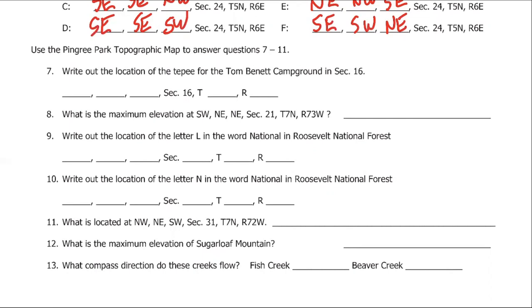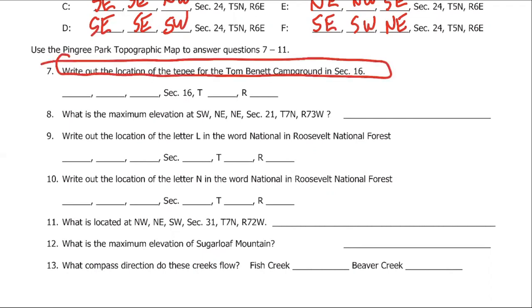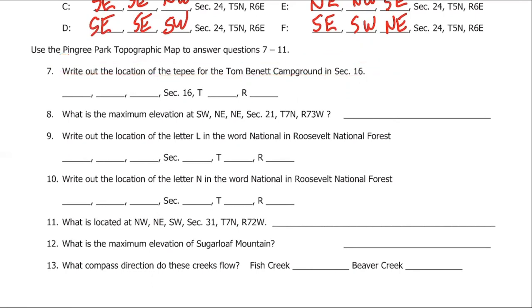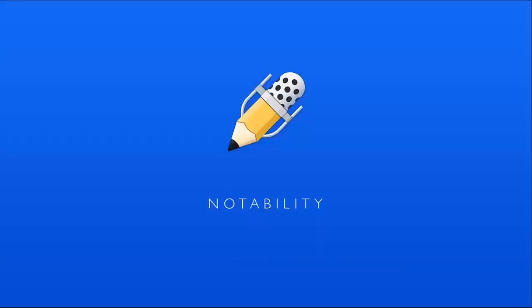But the first question it's going to ask is to write out the full location for this TP, which is a campground symbol for the Tom Bennett campground. So I'm about to help you out with that. And I'll show you how to read these maps with that in mind. So let's bounce over to that map. It's Pingree Park.